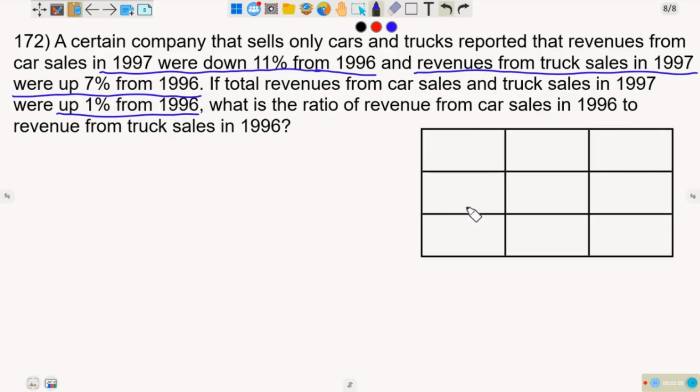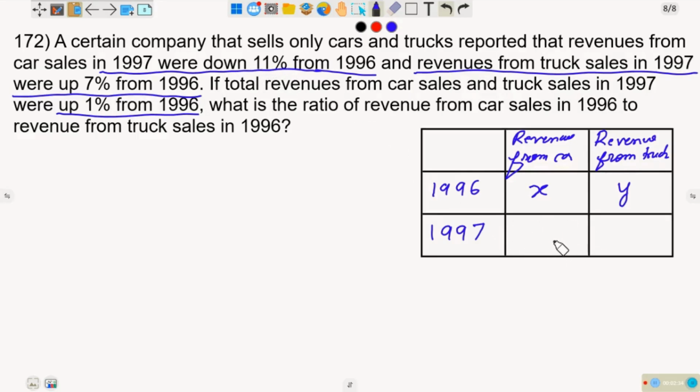So first of all, we are going to assume that X is the revenue from the car sales, revenue from car. And we will assume that Y be the revenue from the truck sales, revenue from truck. And this revenue was in 1996. And now in 1997, from the car sales, the revenue was down by 11%. So how much did you get here? So 11% is gone. So that means only 89% of X is left in 1997.